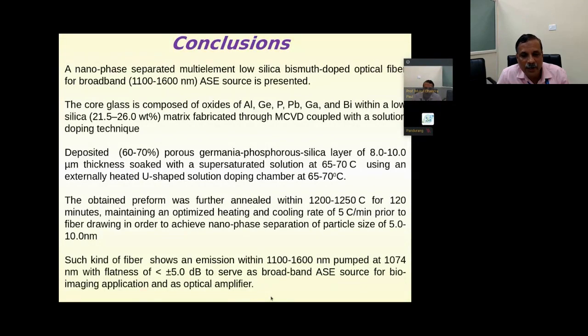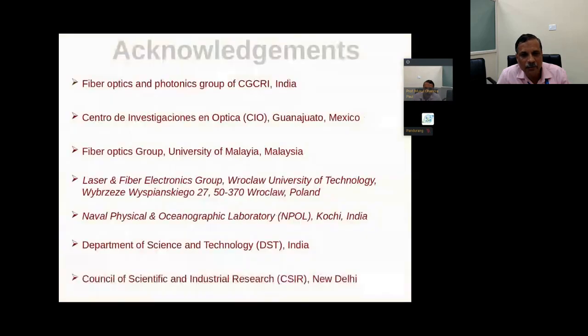What people are doing is at around basically 1200 to 1300 nanometer for bismuth doped fiber. Here we are able to make this kind of ASE with a 1074 ytterbium doped laser and get the flatness less than plus minus 5 dB of the broadband ASE source, which can be used for bioimaging and optical amplifier.